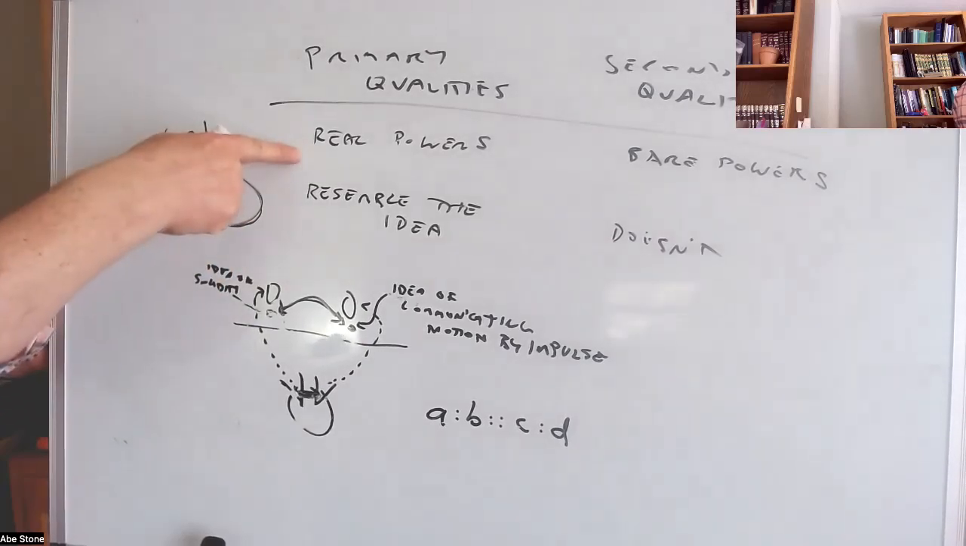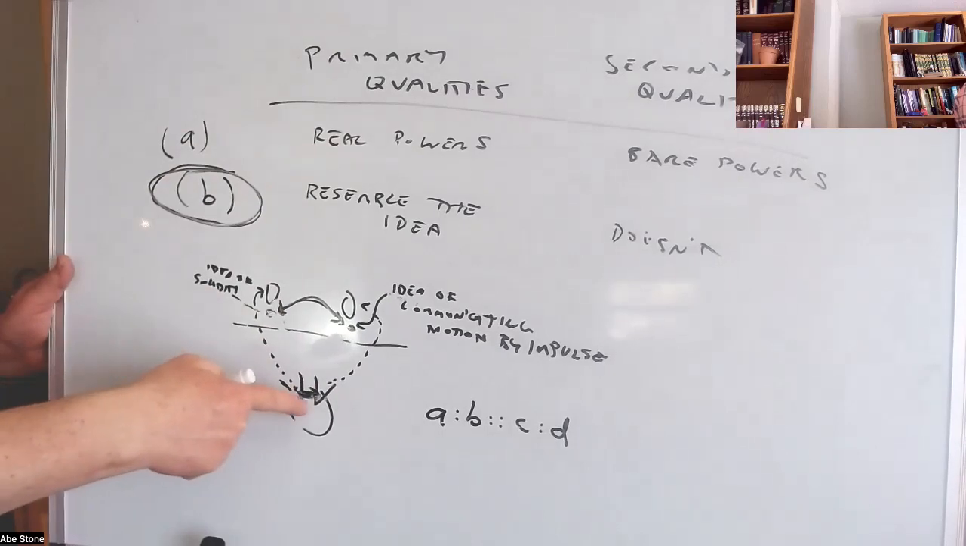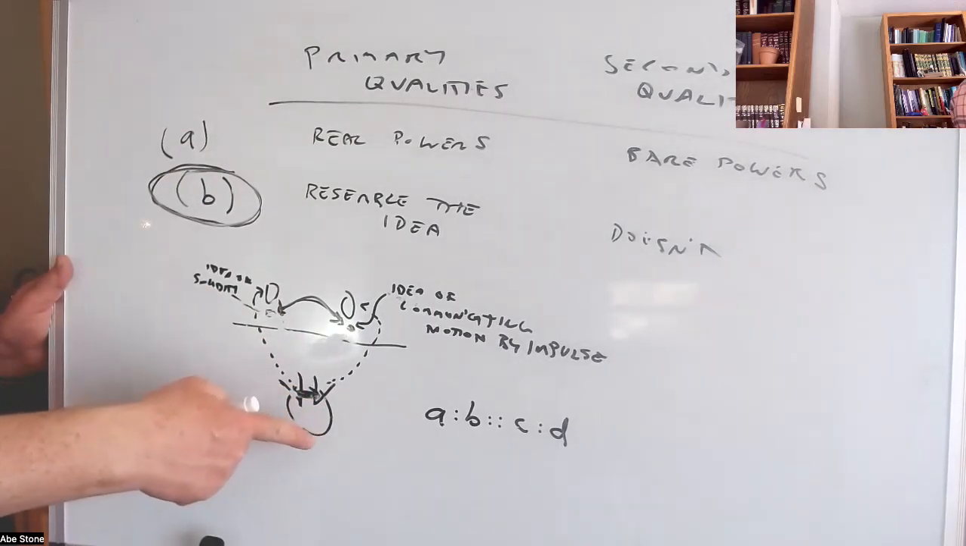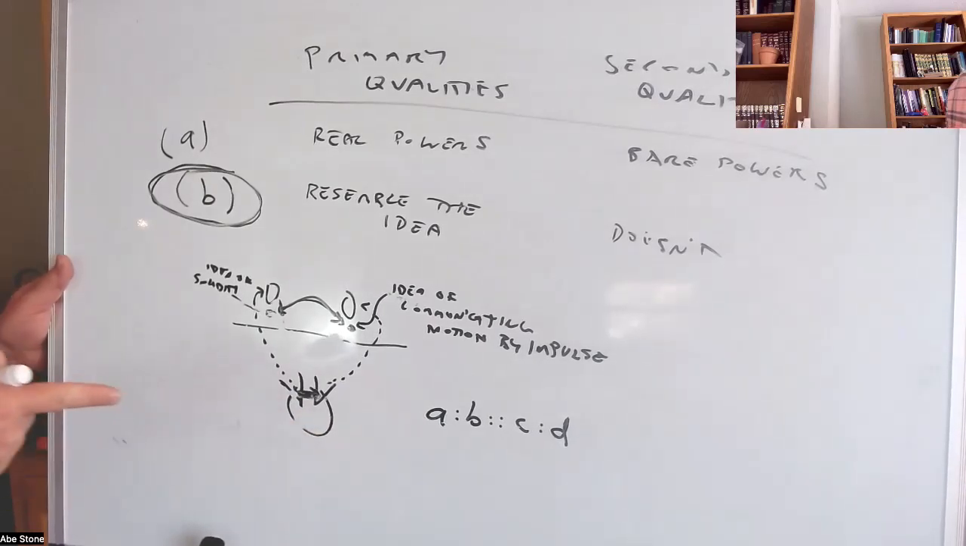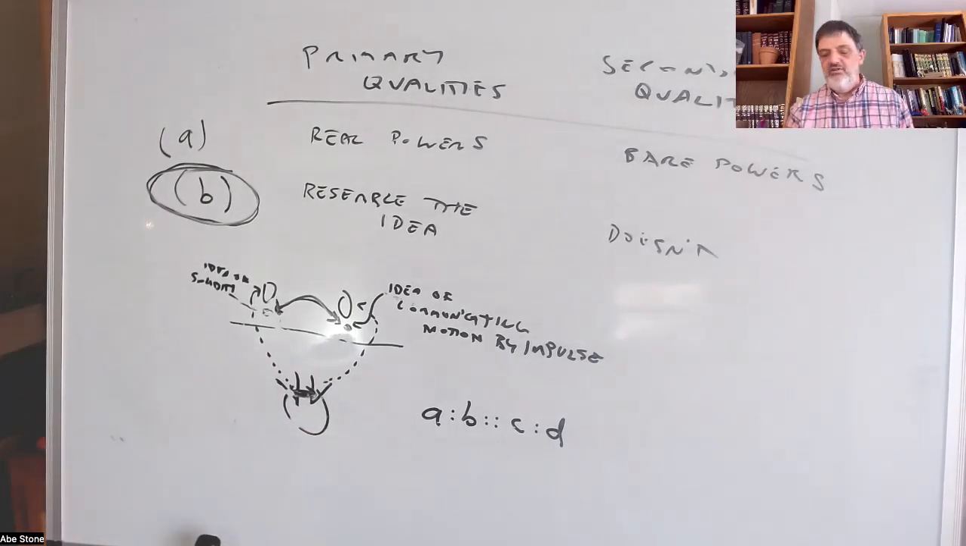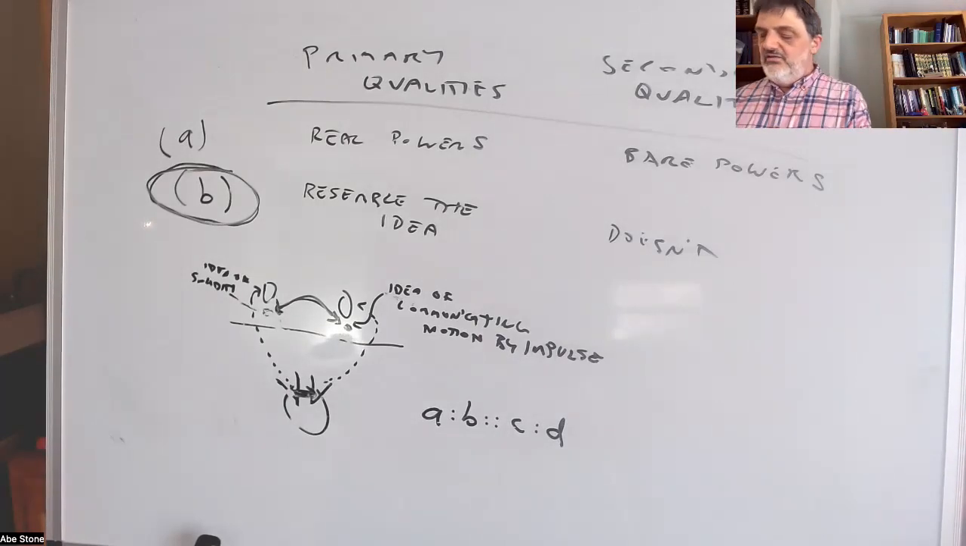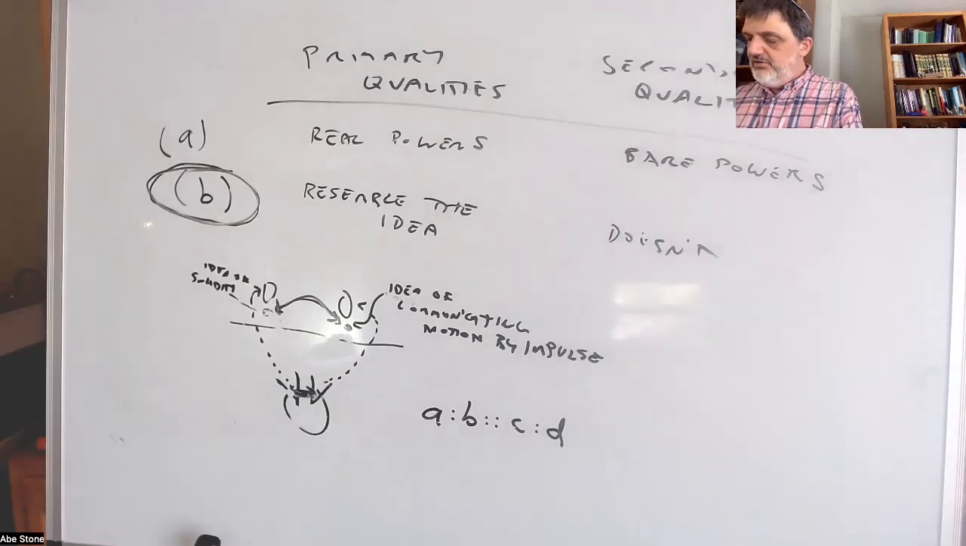How does that explain this? Why call only powers that we know this about real powers? I think, let me read one more thing from a different chapter. This is from chapter 20.